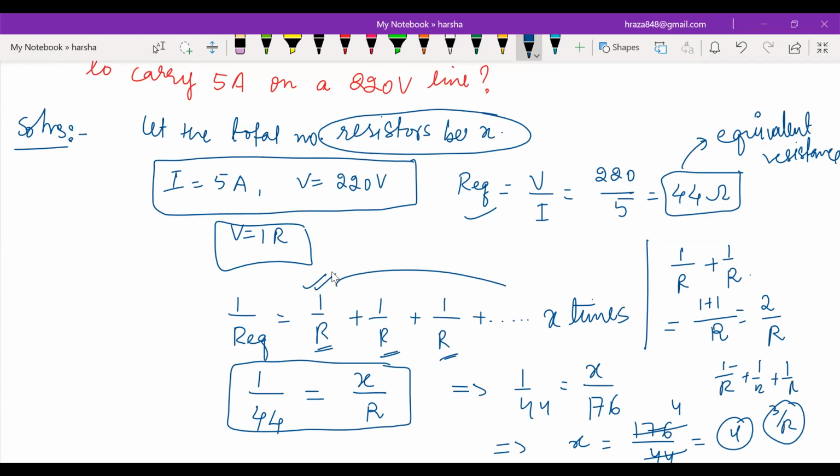So, sir, 1 by R into X? Yes, 1 by R into X you can do, or in numbers it is very easy to understand. If it is 10 times, what will you do? 1 by R plus 1 by R 10 times, or 1 by R into 10, 10 by R. Yes, sir. In the same way, X is an alphabet, so X into 1 by R, and it is X by R.